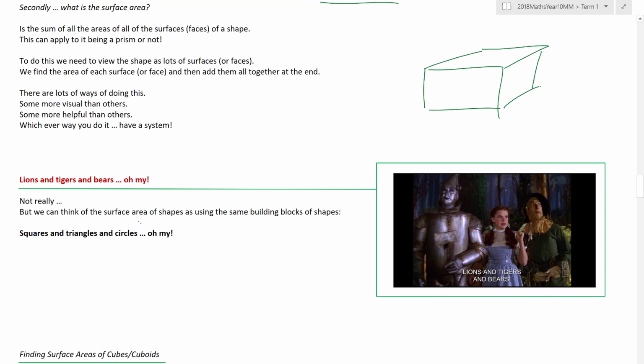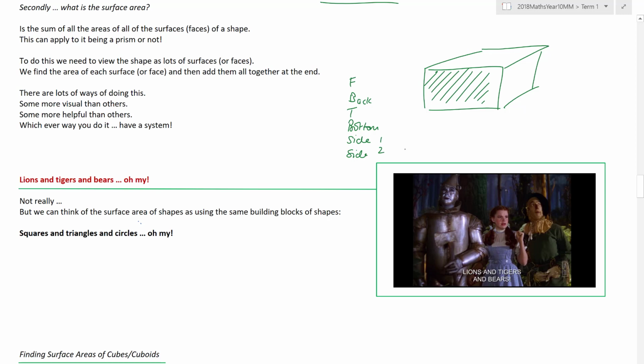Let's just imagine that this is my cuboid. It can be a box of some description. How many faces does this thing have? Now remember, a face is just a flat surface. If we look at this, it's got a front, it's got a back, it's got a top, it's got a bottom, and it's got a side, and it has another side. So it has two sides.